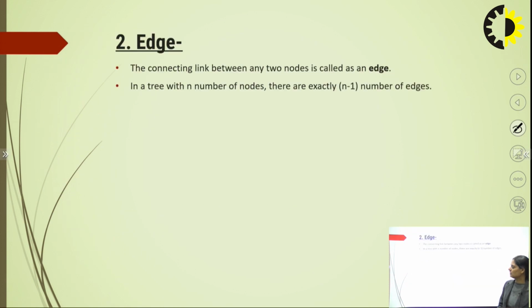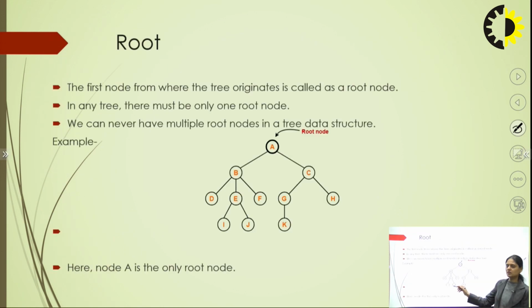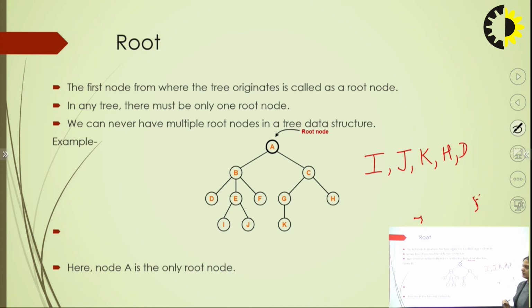So, let's see over here. We can say that I, J, K, H, D are called leaf nodes.